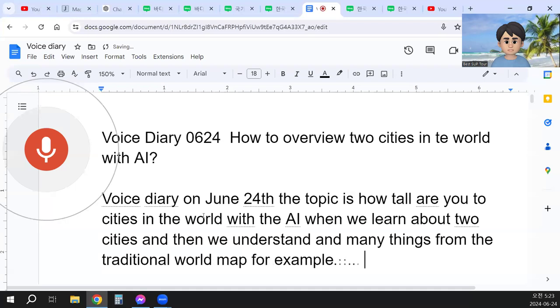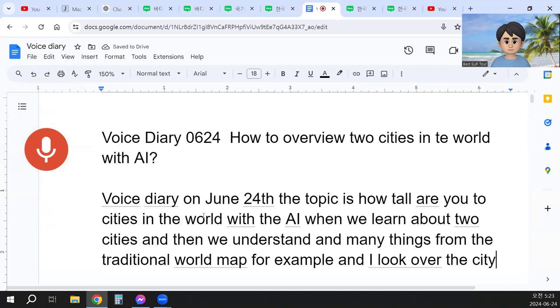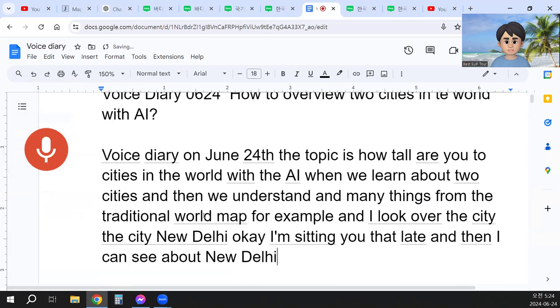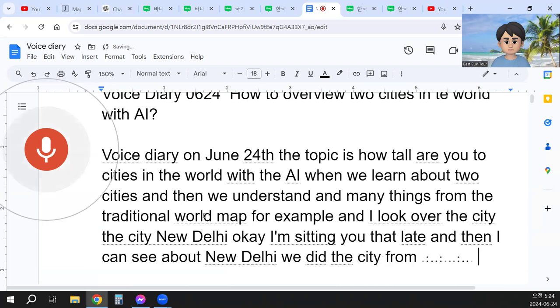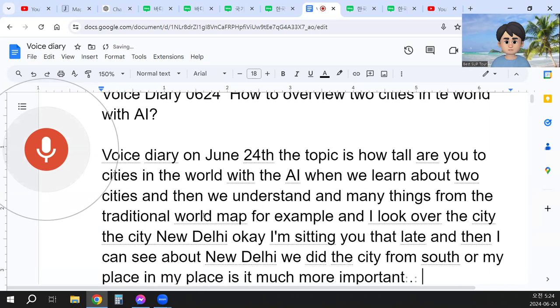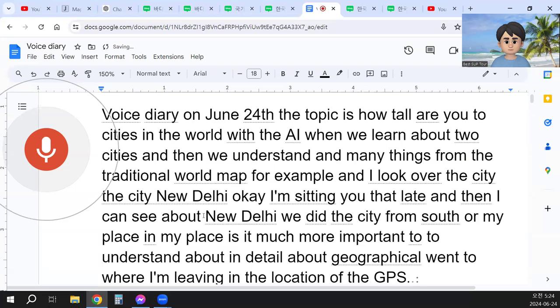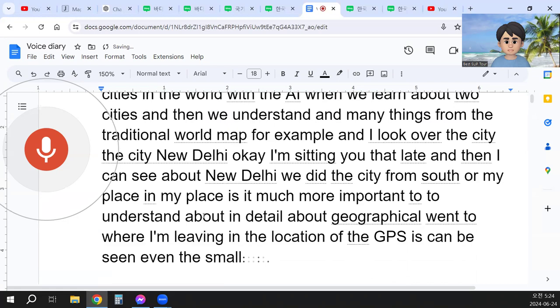For example, I look over the city New Delhi. Okay, the city New Delhi. And then I can see about New Delhi. We do the city from Seoul or my place. My place is much more important to understand in detail in a geographical way too. Where I'm living, the location by GPS can be seen. Even for a small city, we can understand that place.